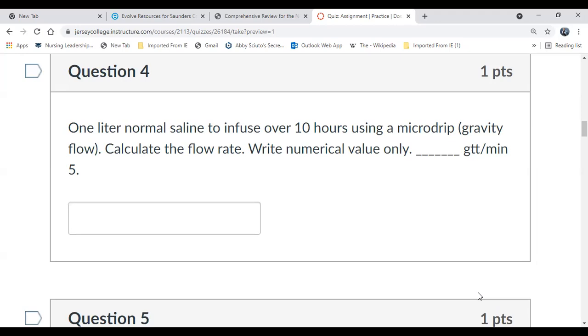So we have 1 liter of normal saline, which is equal to 1,000 mLs. We have 10 hours. That's our time, right? We can convert that into minutes once we get to the whiteboard. And then we have our micro drip, which is 60 drops per minute. Okay, so let's go to the whiteboard.